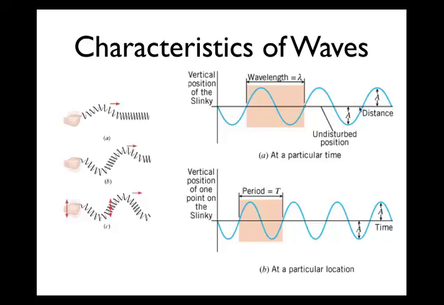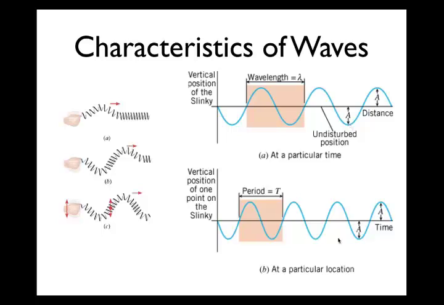You could also, from this, measure the amplitude, because you would have the maximum disturbance from the equilibrium position, and that would be the amplitude. The amplitude, importantly, is not trough to peak, it's equilibrium to peak, or equilibrium, excuse me, to trough. But it is also a distance.